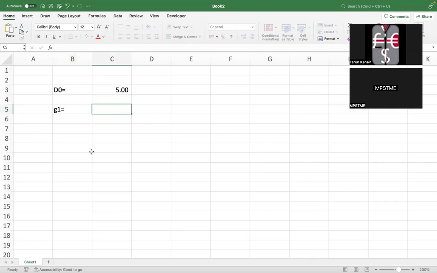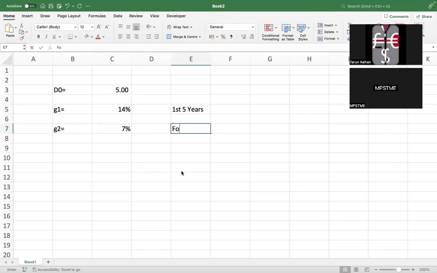This dividend is expected to grow at the rate of 14% for first 5 years. Thereafter, 7% forever. Right? And the shareholders are expecting 24% annualized return on their investment.